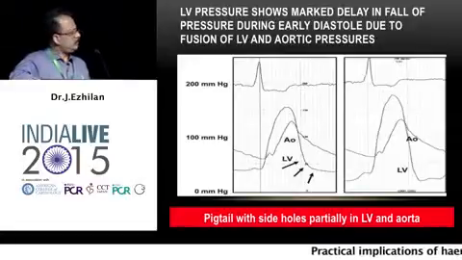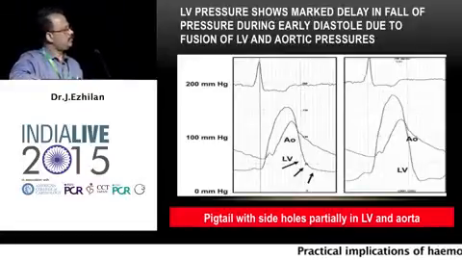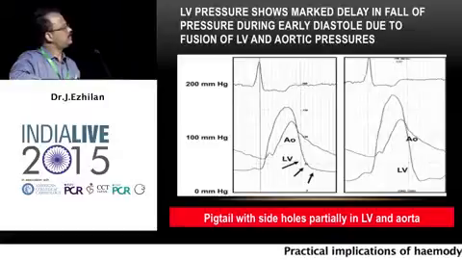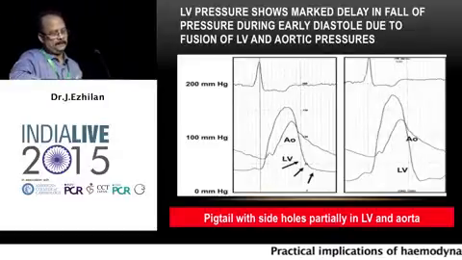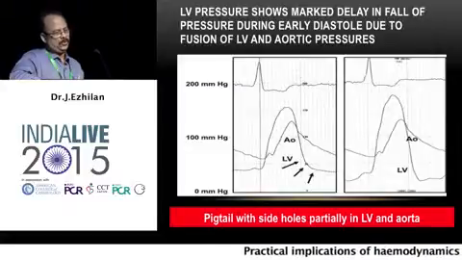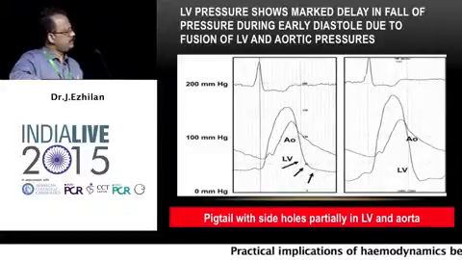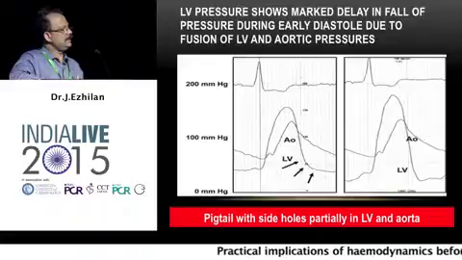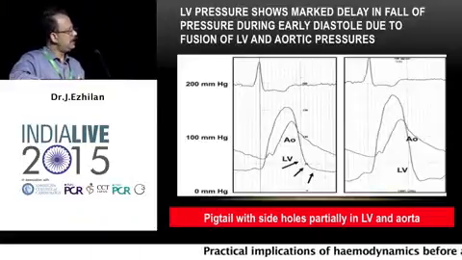And the catheter positions also should be proper. If you see in the first pressure tracing, it shows marked delay in fall of the pressure during early diastole due to fusion of LV and aortic pressure. This is because the pigtail is partially inside the LV and partially in the aortic valve.